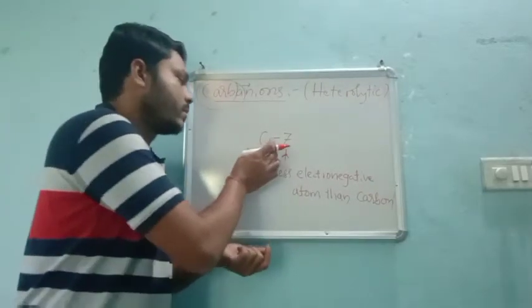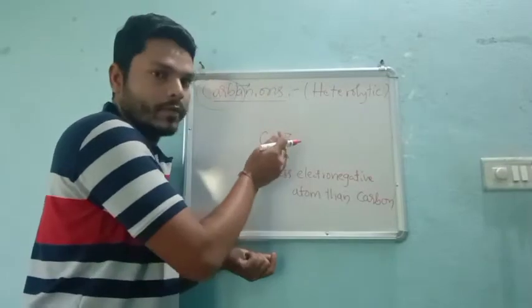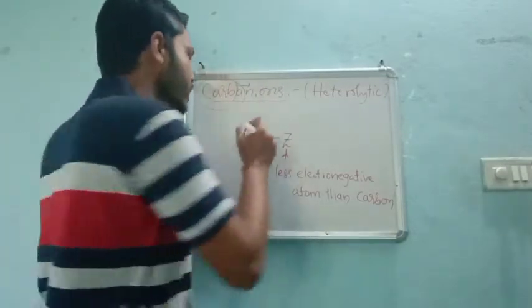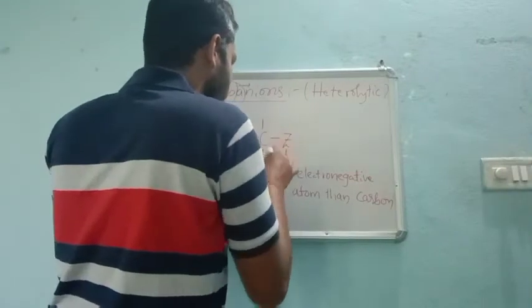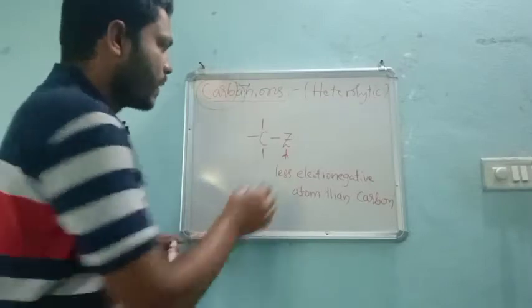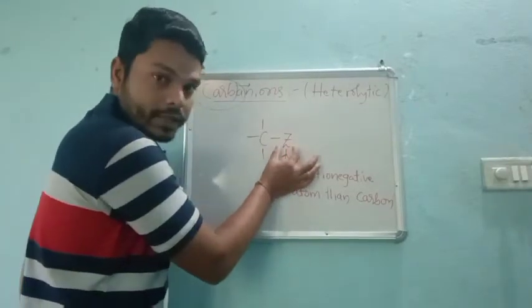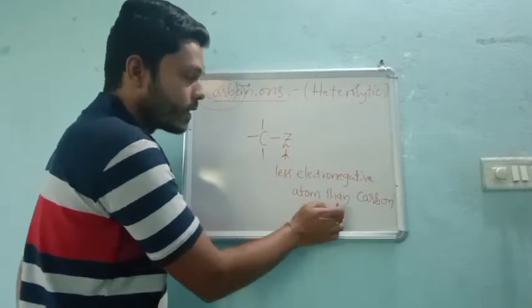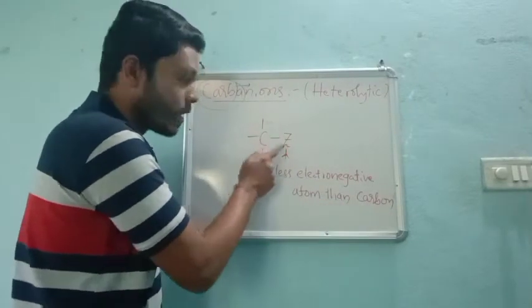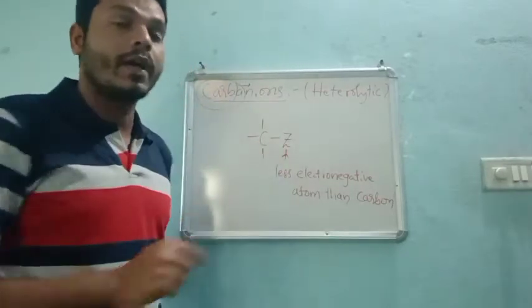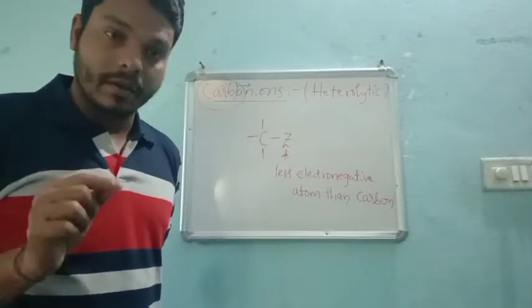Any compound, any element which is less electronegative than the carbon, which is very important, and I will complete this valency. Now, this atom, particularly this Z atom, is less electronegative than what? Carbon. That means now in this particular case, carbon has the more electronegative nature.